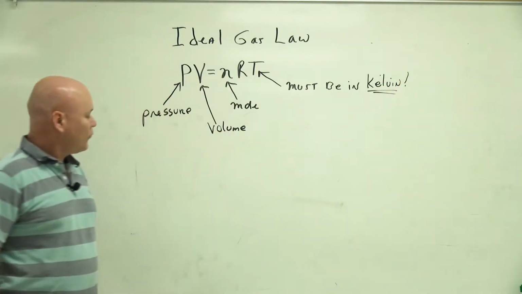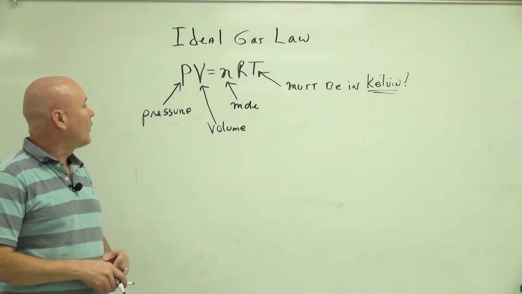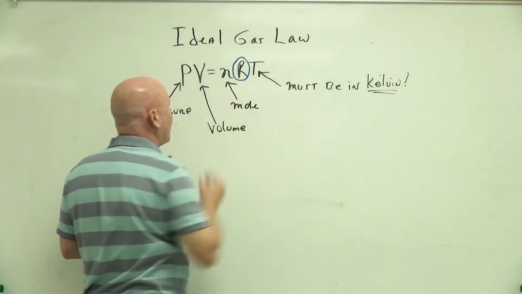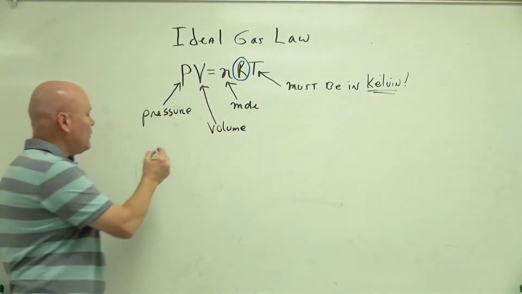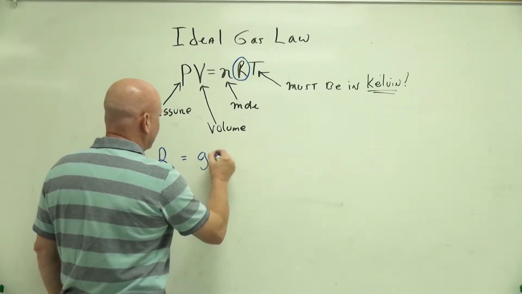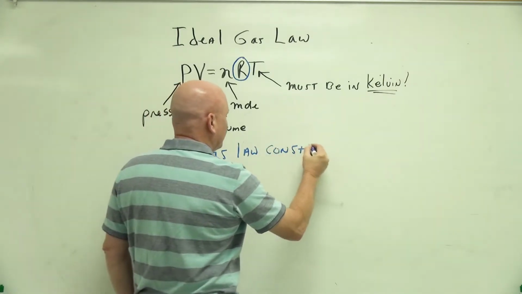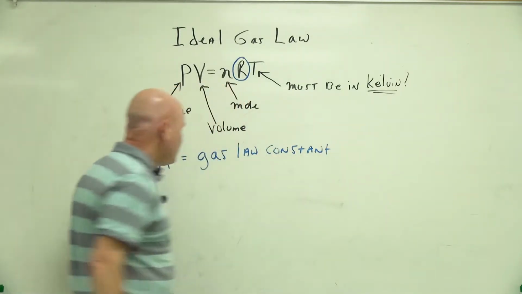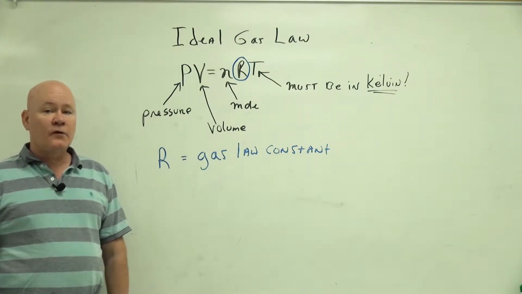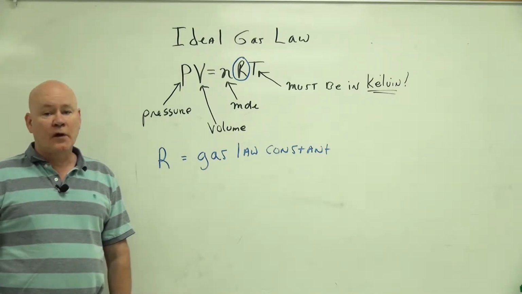All right, now there's an extra piece up here that we have not seen before in any of our gas law calculations, and this is a quantity right here, R. Now R is the gas law constant. What R does for us is it's a constant, and it cancels units for us so that we end up in the right units when we're done with our calculation.